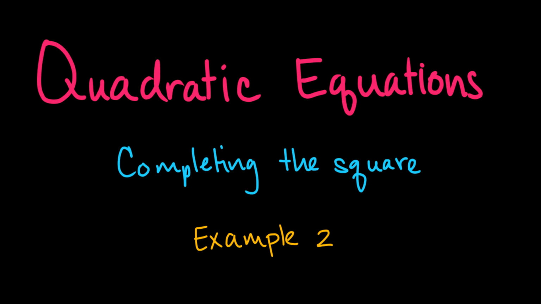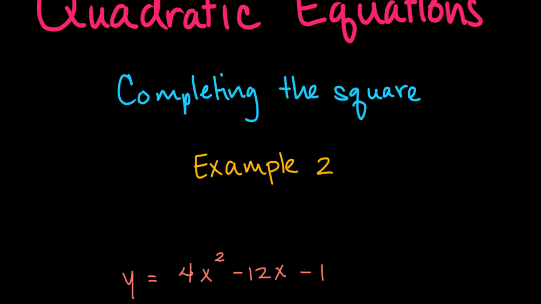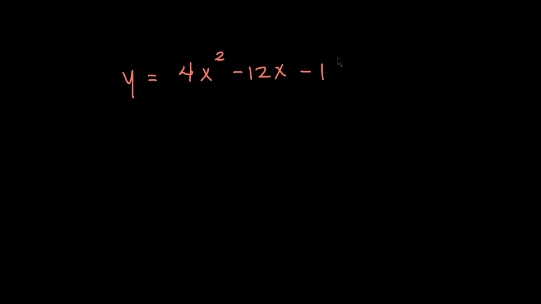Hey guys, here with another example of completing the square this time. It will be a slightly more complicated example. So here we have a function, a quadratic function. Again, we know it's quadratic because we have, for the highest degree term, an x squared. And we have something slightly different in this problem than the last one.